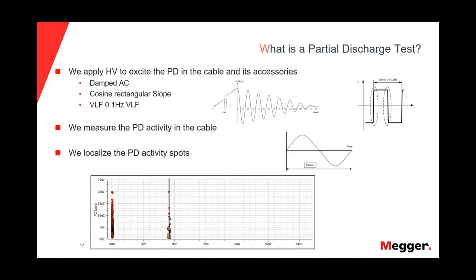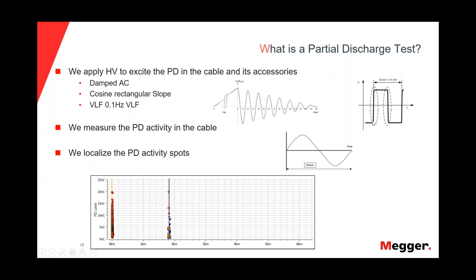So how do we do a partial discharge test? Well, we will apply a high voltage to excite the partial discharge in the cable and its accessories. We can use different wave shapes. For instance, we can use the damped AC. This is one of the wave shapes we can use. We can also use the cosine rectangular.